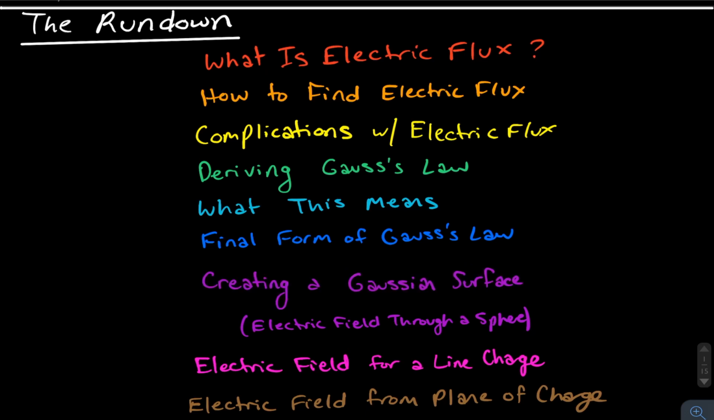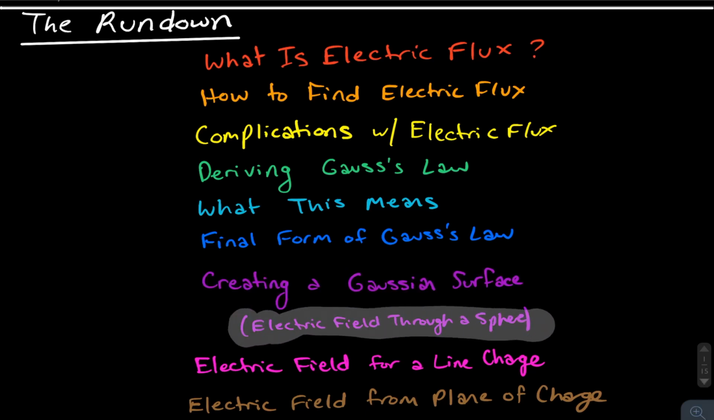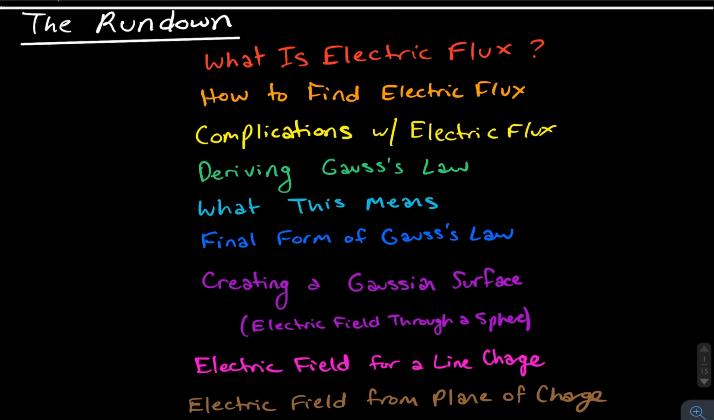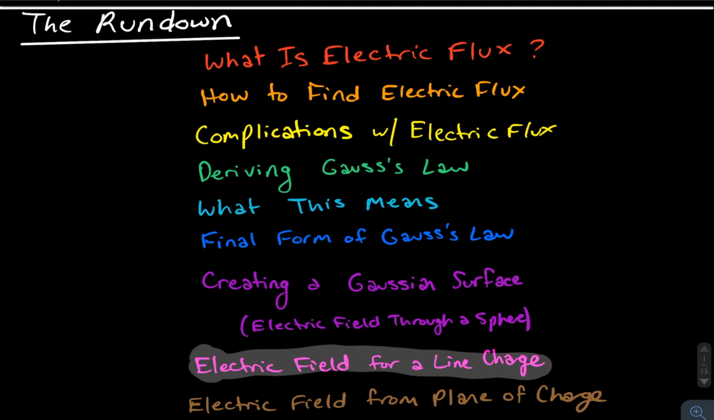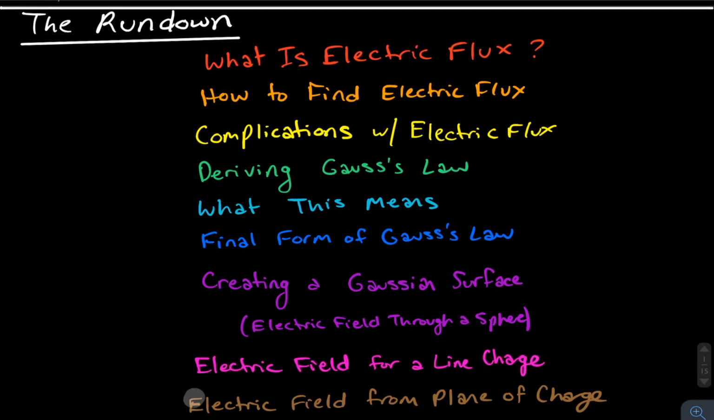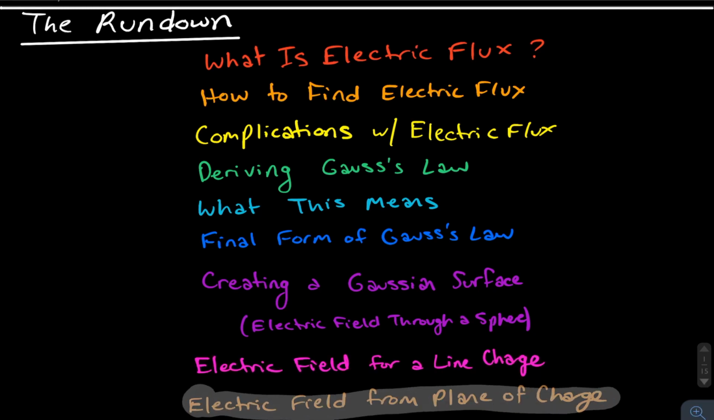We're going to do that for a bunch of different examples. First, finding the electric field through a sphere. Then we're going to do that for finding the electric field for a line charge, and lastly, the electric field from a plane of charge. So we got a lot of stuff to cover in this video, so let's get started.